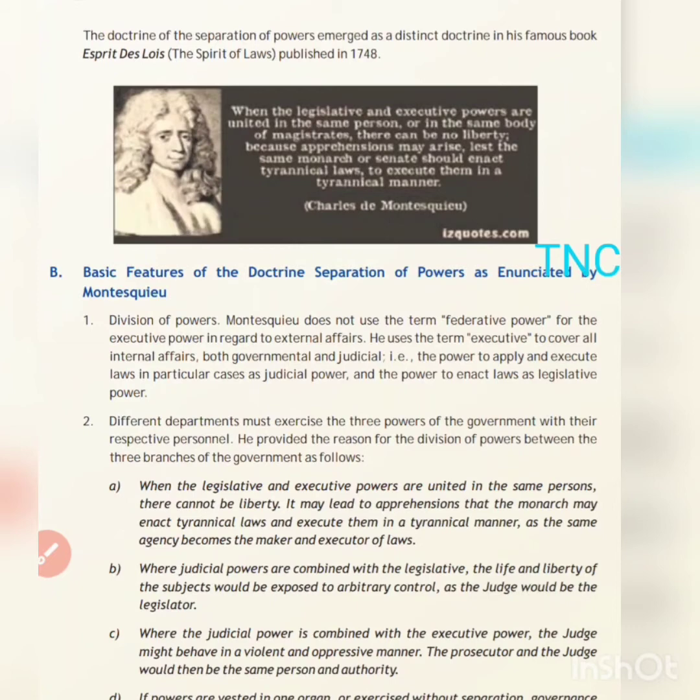Division of powers. Montesquieu does not use the term federative power for executive power in regard to external affairs. He uses the term executive to cover all internal affairs, both governmental and judicial, that is, power to apply and execute laws in particular cases as judicial power, and power to enact laws as legislative power. So what did Montesquieu say?